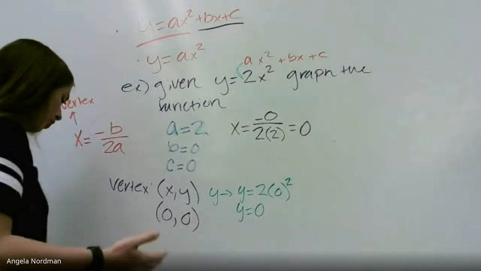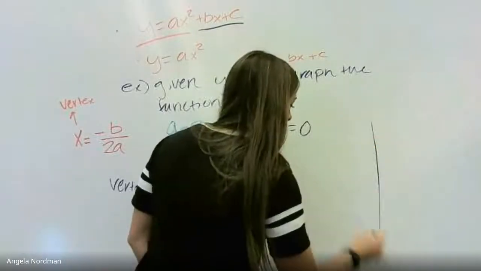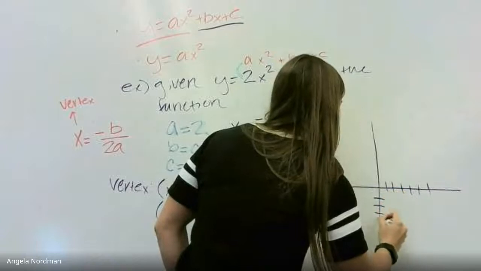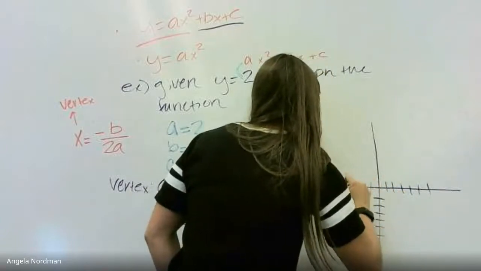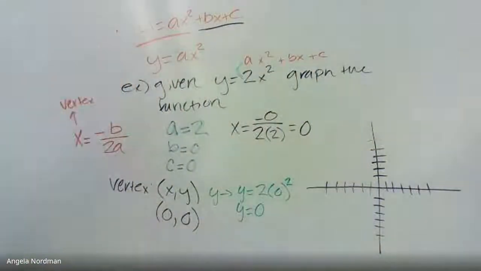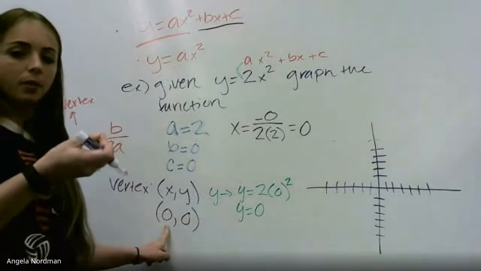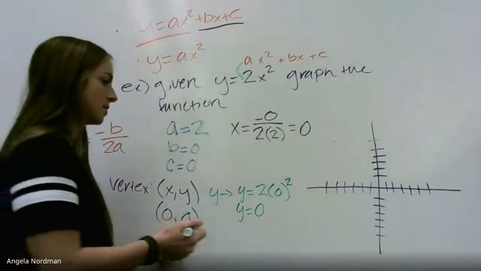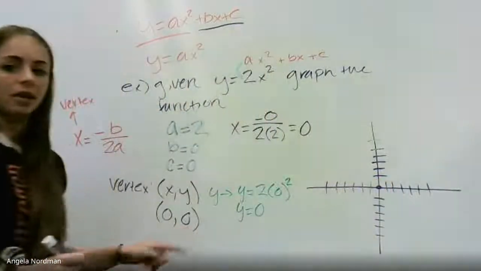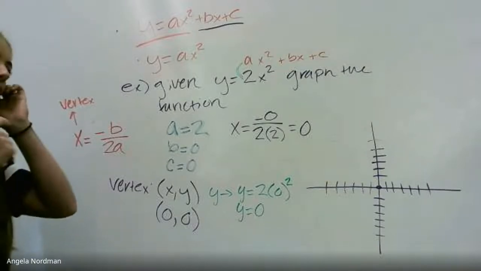What does this mean for a graph? Okay, let's start plotting this out. Okay, so there's my coordinate plane. My vertex is always that very top or very bottom point. My vertex is at (0, 0). That means I'm dead in the center. That's my first point.